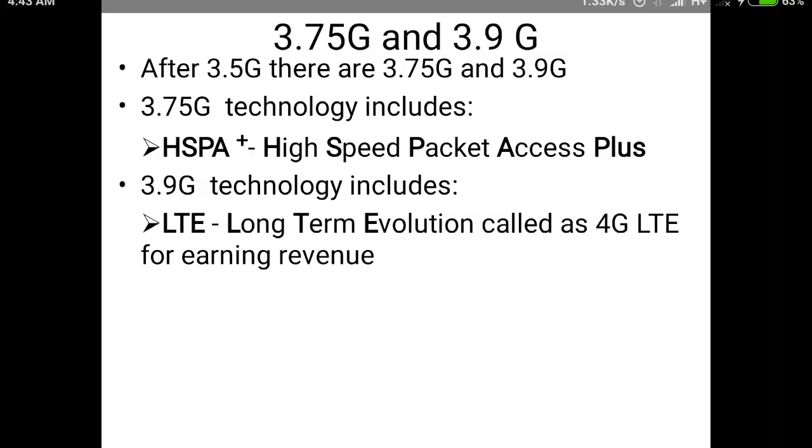3.75G technology includes HSPA plus, which is nothing but High Speed Packet Access plus. This plus sign indicates increase in the data rate. Next comes 3.9G technology, which is nothing but LTE, Long-Term Evolution. For revenue purposes, this can be called 4G LTE. This revenue, gained, may be used for further research.